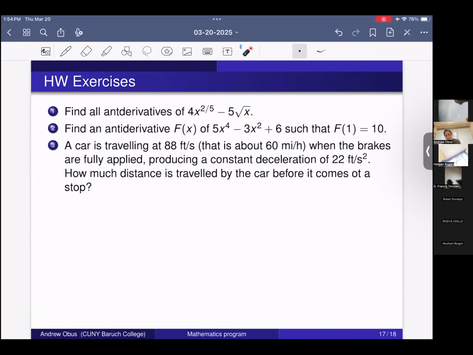The second question is another one of these type things. Find a specific antiderivative. Find an antiderivative of this function such that f of 1 equals 10. So you need to solve for c and find the right one. And then the third one is a physics problem.